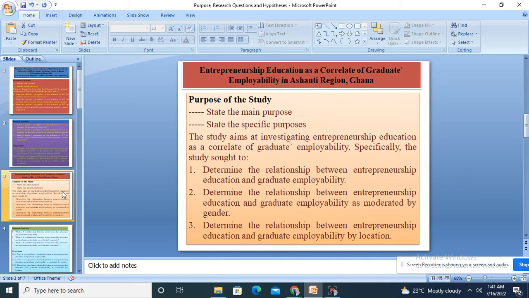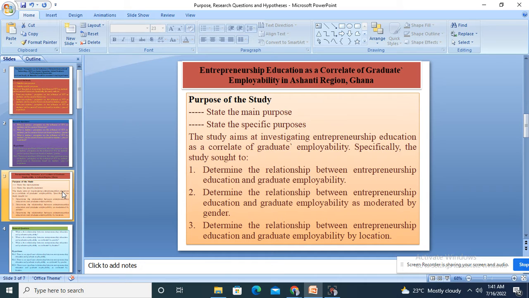This topic is good for master's thesis. Let's see how this is. We say entrepreneurship education as a correlate of graduate employability in Ashanti region, Ghana. The study area here is Ashanti region in Ghana. Please don't say Ashanti state. Ghana is not using state. They use region. They don't use province. Please be careful.